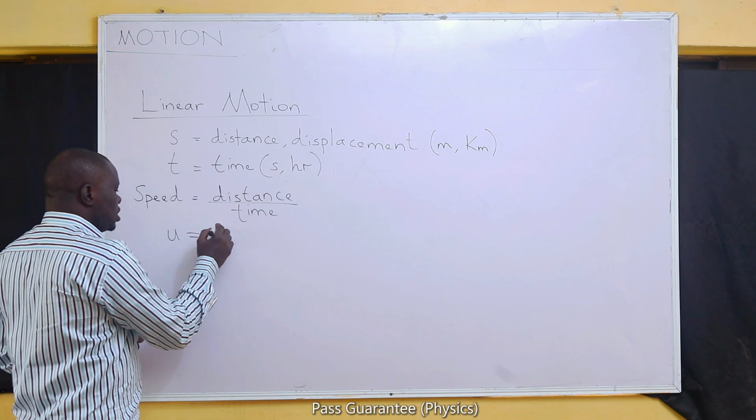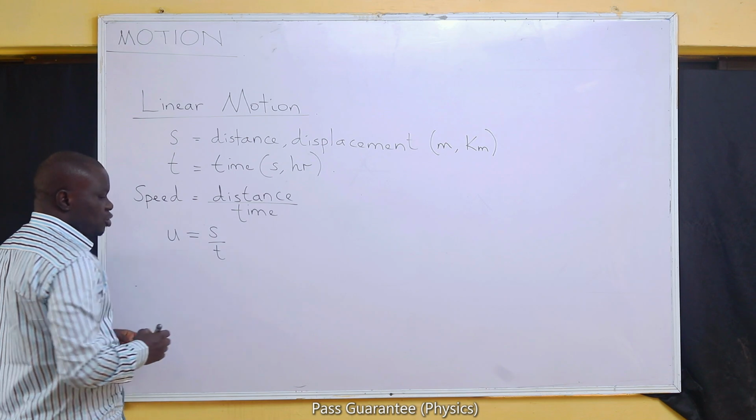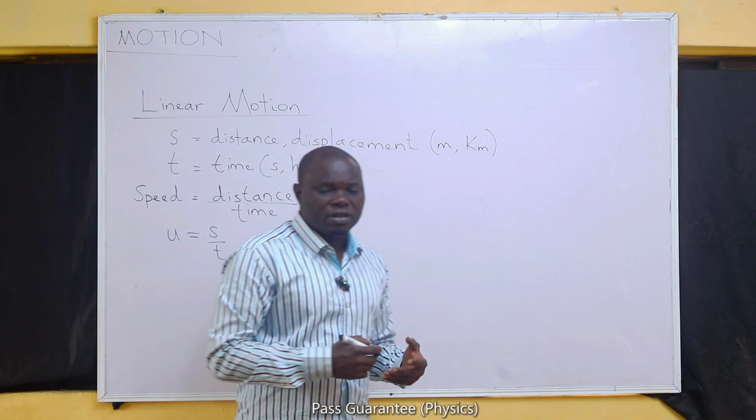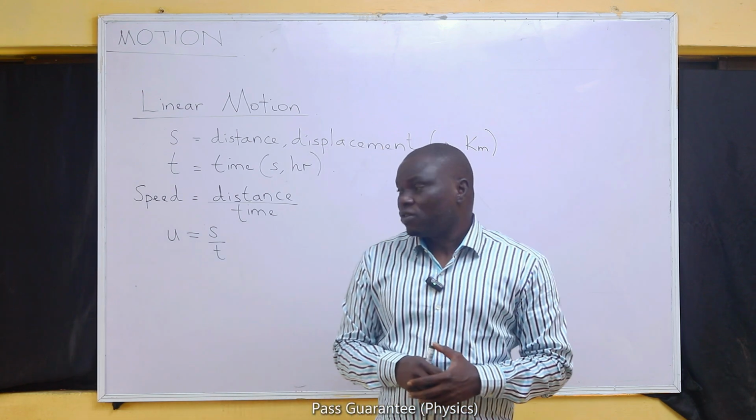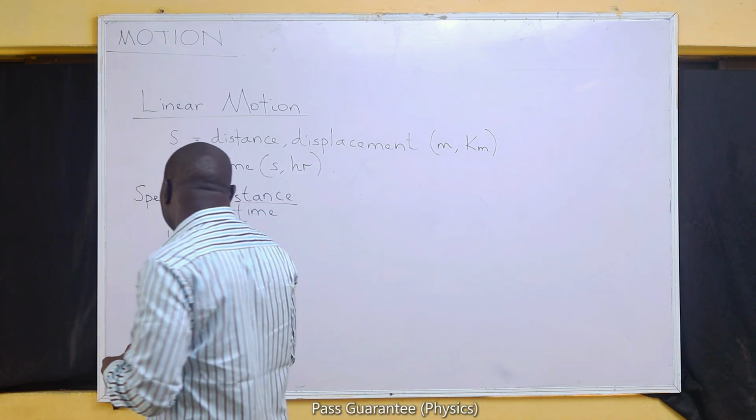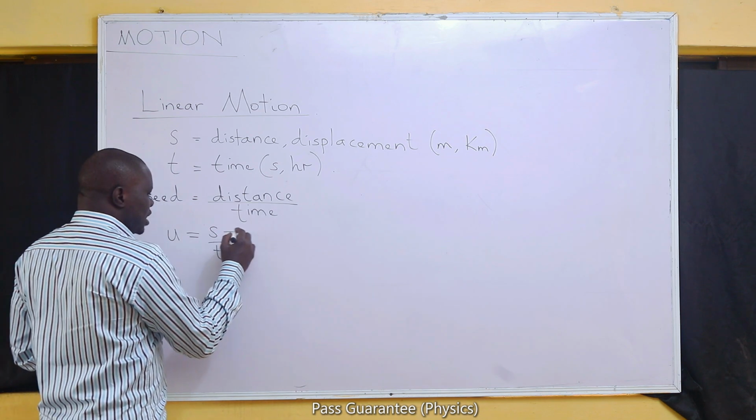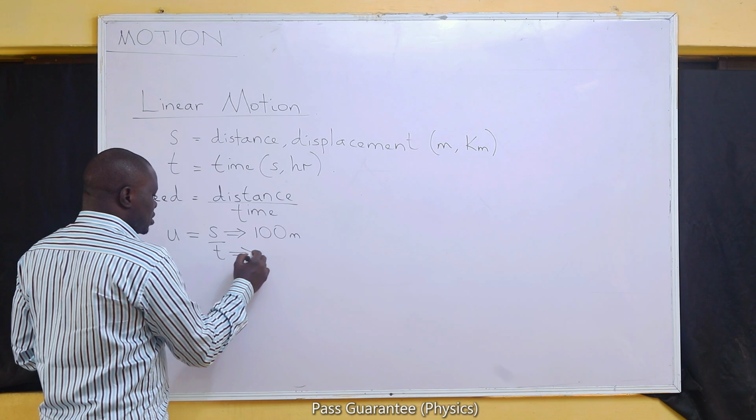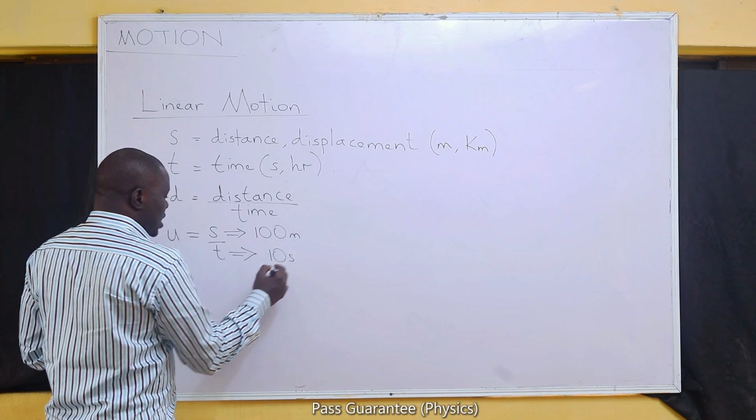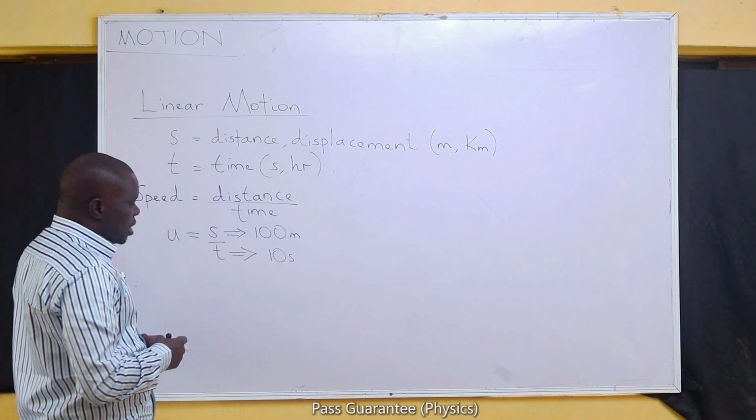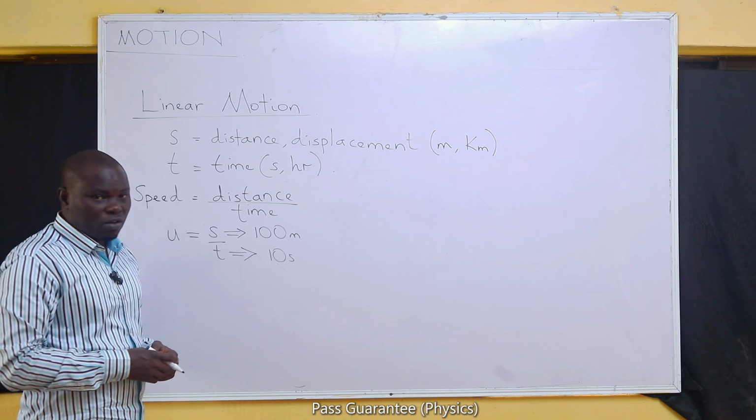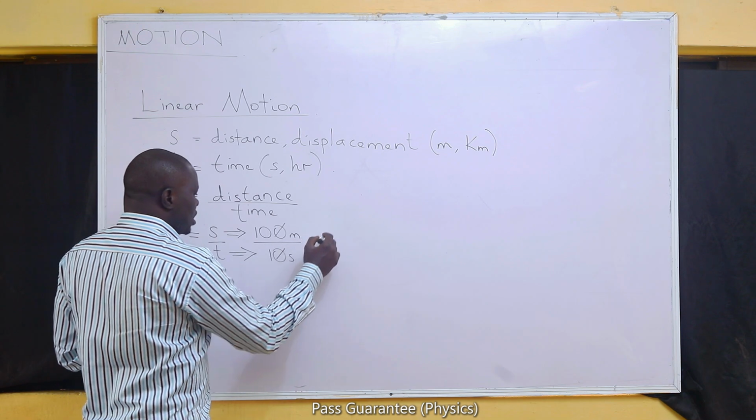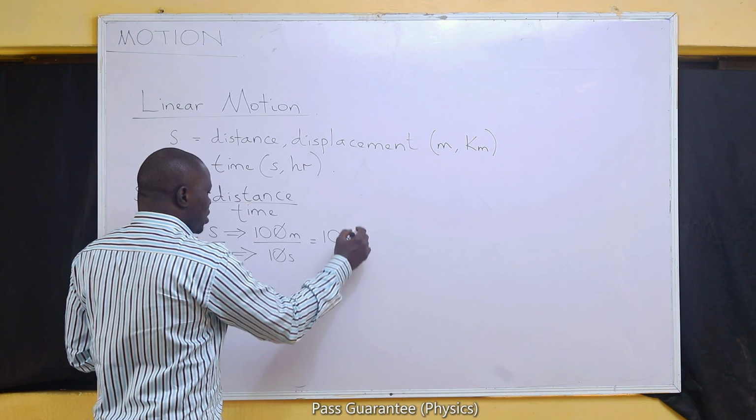So I can say that the speed is your distance over time. The speed that you have is the distance that you have covered over the time that it took you to cover that distance. If, for example, you have covered a distance of 100 meters within 10 seconds, that is about the time it will take some athletes to cover that same distance. It means your speed must be equal to 10 meters per second.